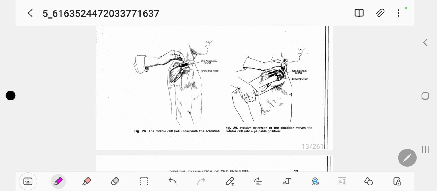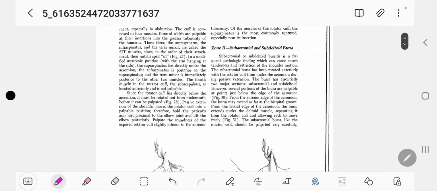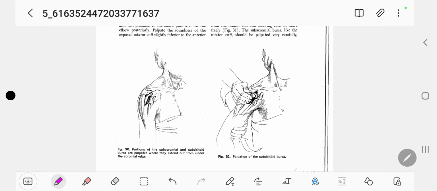The method of palpation of the rotator cuff, which lies underneath the acromion: passive extension of the shoulder moves the rotator cuff into a palpable position. Now for the subacromial and subdeltoid bursa, portions are palpable when they extend out from under the acromial edge. Here we extend it out. We also rotate the arm for palpation of the subdeltoid bursa.